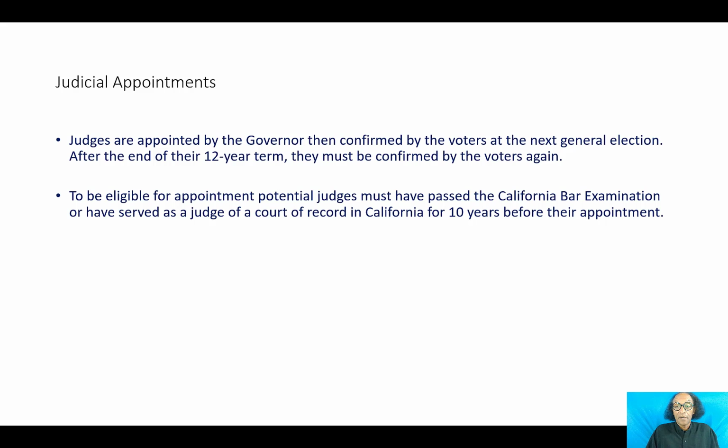They administer justice with loyalty to the Constitution and the laws, and therefore they are presented to the voters without any indication of their political views or how they would rule on cases and things of that sort. Now, to be eligible for appointment as potential judges, of course, they must have passed the California bar exam, and they must have served as a judge of a court of record in California at least 10 years before the appointment. So there's a much higher standard of fitness for the state judiciary.